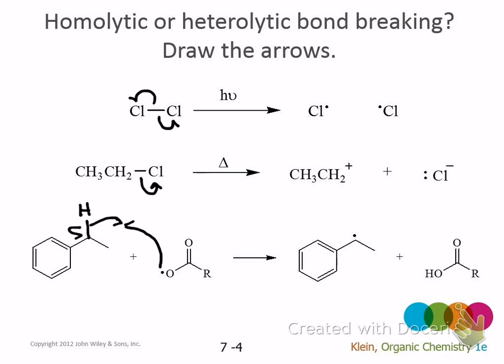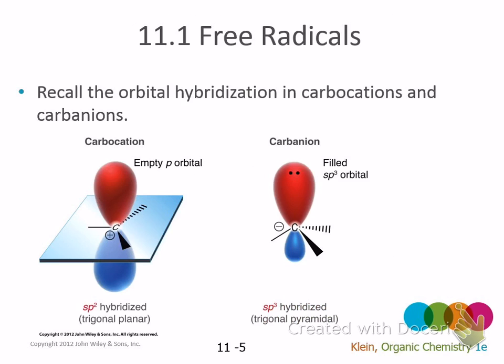We also have to think a little bit about what the structure is, because we're going to be getting into some stereochemistry. It turns out the answer is pretty easy, but we need to think about what the structure of a radical is. Well, you know what a carbocation is. A carbocation is sp2 and is planar. And a carbanion is sp3, so it's trigonal pyramidal.